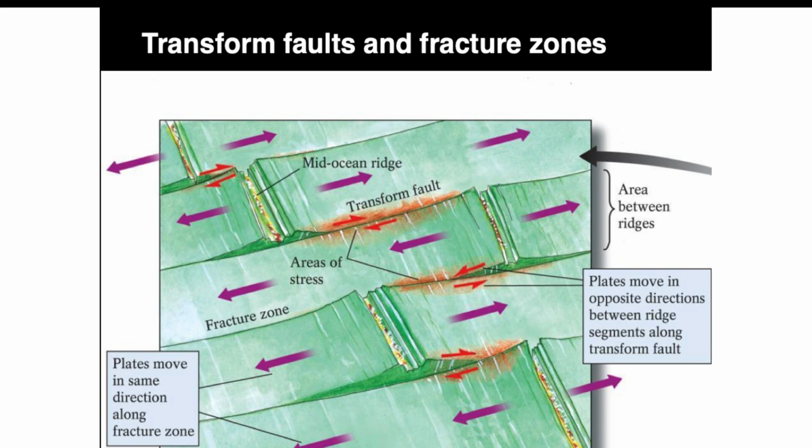You can see a mid-ocean ridge being displaced perpendicular to how the ocean ridge is actually spreading. But in transform faults, plates are sliding in opposite directions past each other.